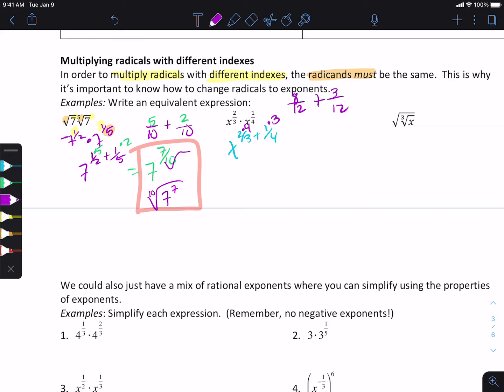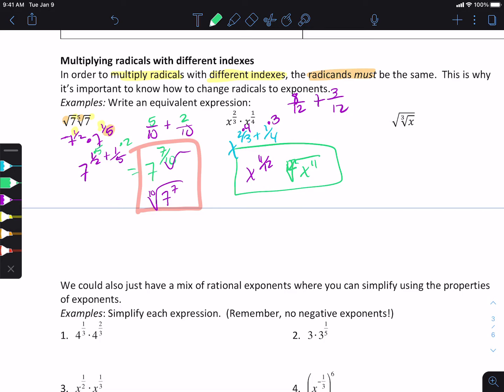So we're going to do 8/12 plus 3/12, which gives us 11/12. Again, I could choose to switch this to the 12th root. Oops. The 12th root of x to the 11th. This number is smaller than this one, so there's not any that I can take out. So then this is one of those is my final answer.